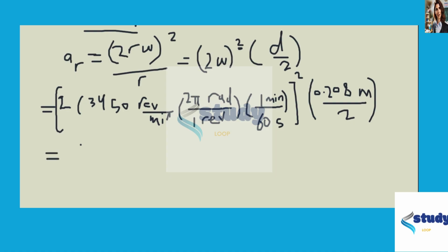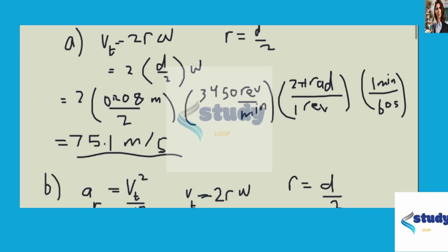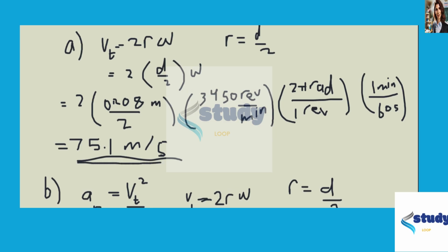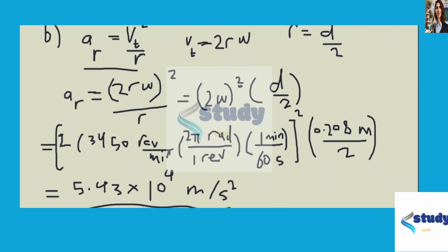And once we carry out this multiplication, we are going to get A equals 5.43 times 10 to the power 4 meters per second squared. So this is the radial acceleration we have here, and this is the linear speed we have. And this is everything in this problem here.